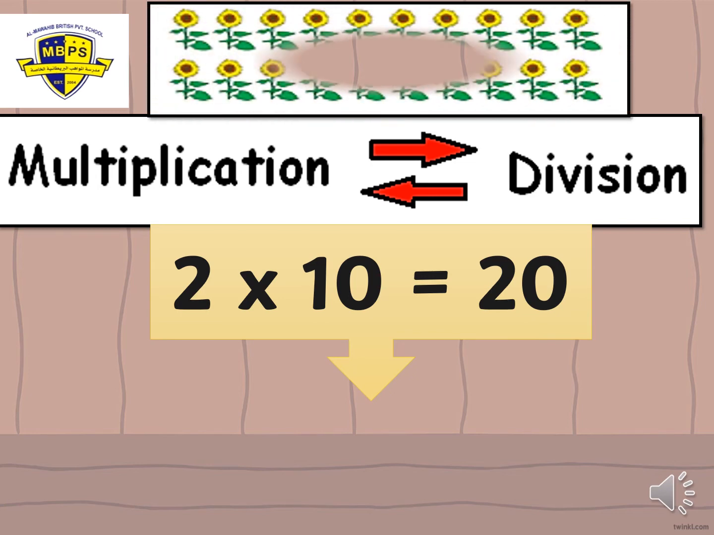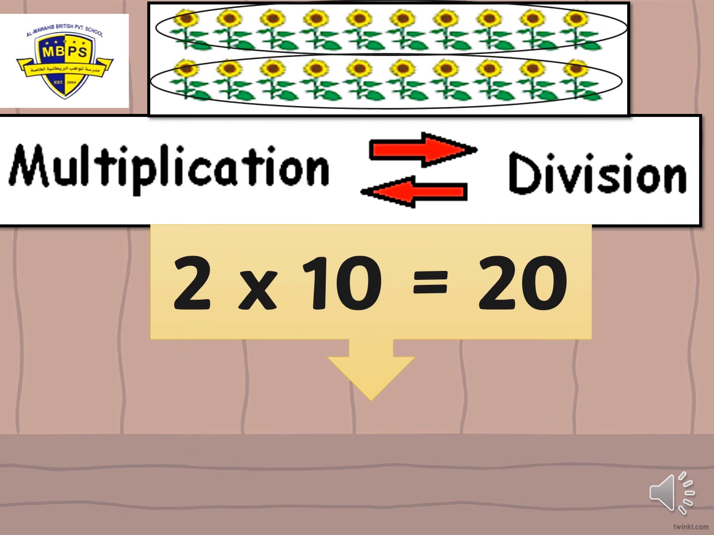Look at this picture. I have some flowers. If I'm going to write a multiplication sentence about these sunflowers, I will say, I have 2 groups of 10, flowers in each, equal 20. So in the multiplication sentence, I start with the number of groups, multiply by how many in each group, equal the total. But how can I write a division sentence out of this multiplication sentence?